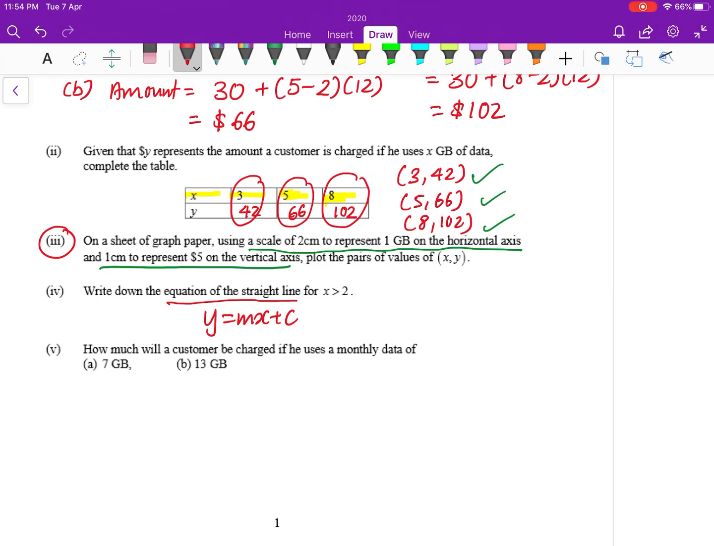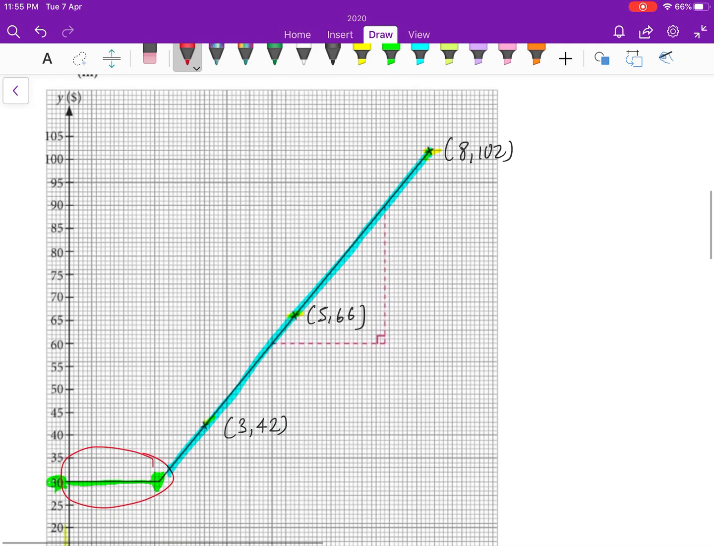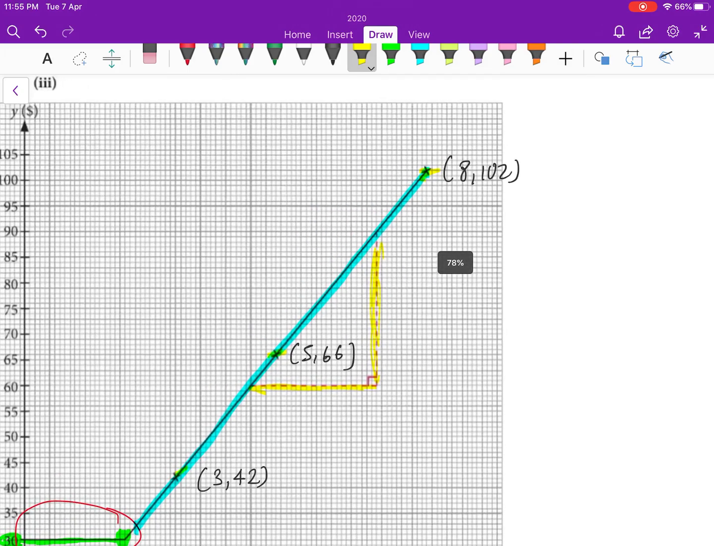But I don't have my m, I don't have my c. So I have to go and find out these two values. Let's see, what's my gradient? Please check the dotted line that I've drawn. I choose 2 nice points, then from those 2 points I connect them with a right angle triangle, so I can calculate my rise and my run.